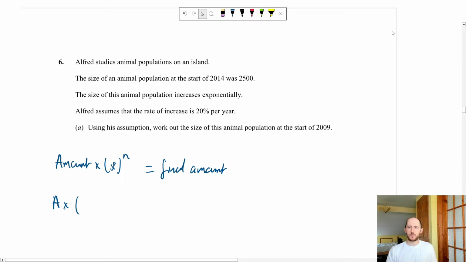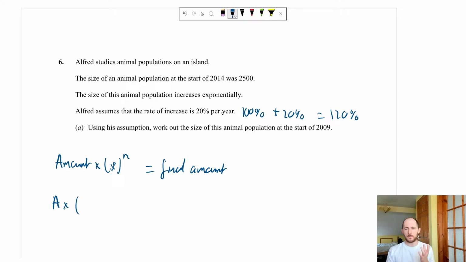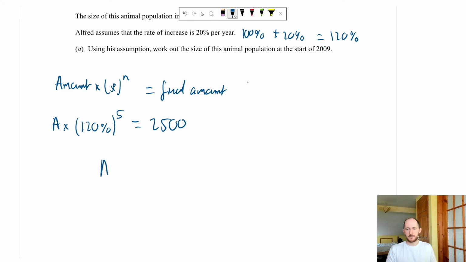Now what about the percentage? Well, if you notice, it increases by 20%. So if the original was 100%, we're increasing by 20%, we're going to add on an additional 20%. So the percentage is 120%, or 1.2 if you really want to be fancy. But you can just use the percentage button. Now, how many years? Be careful with this. There are 5 years between 2009 and 2014, so it's to the power of 5. That should give me the final value, which is 2,500. So the original amount is simply 2,500 over the 120% to the power of 5.